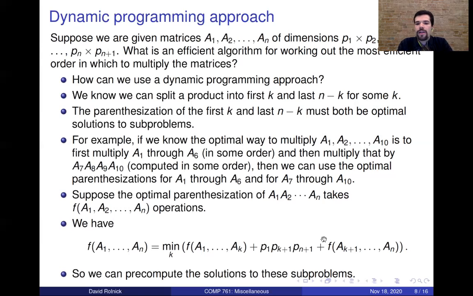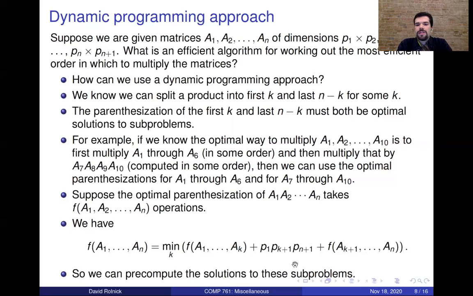So let's again go back. If we're trying to compute these products, which of these are we going to need? We're definitely going to need f of a1, a2, a3, because that is k equals 3. We're going to need something like a_{n-2}, a_{n-1}, a_n for k equals n minus 3, etc.